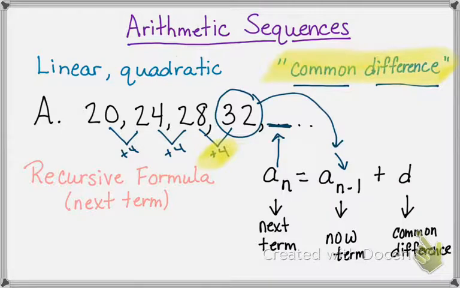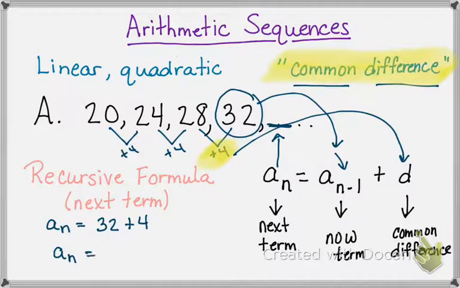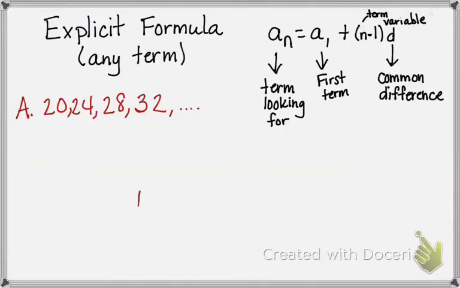Then my common difference is what I found. It goes in my D. So the way my problem would look would be a_n is equal to 32 plus 4, which equals a_n is 36. This would be my answer. So recursive just means next term. So now let's move on to explicit formula.